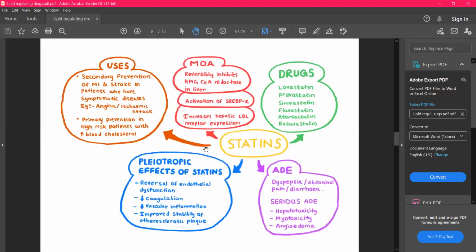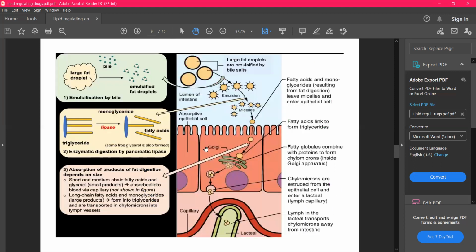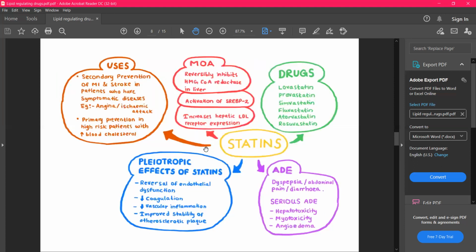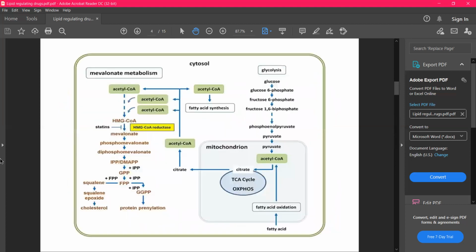The first one would be statins. So basically, what are statins? They competitively inhibit HMG-CoA reductase. Can you see here? Yes, statins inhibit HMG-CoA reductase. So what are they doing? They're trying to inhibit cholesterol synthesis.